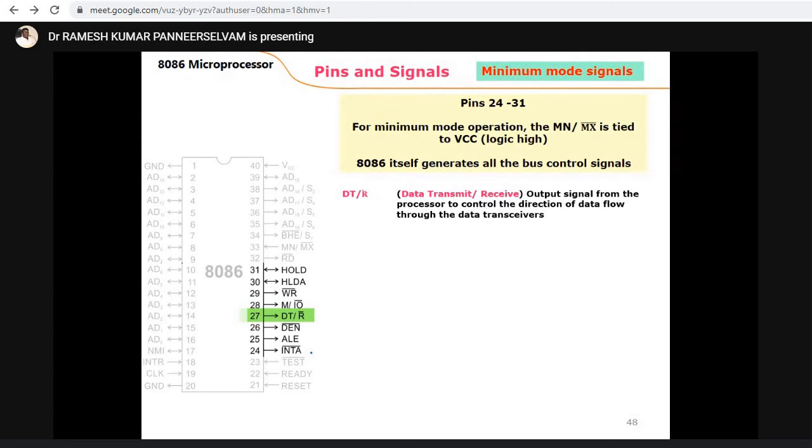The next one is data enable. This is also an output signal. So when I say output signal, processor నుంచి బయటకు వస్తుంది.